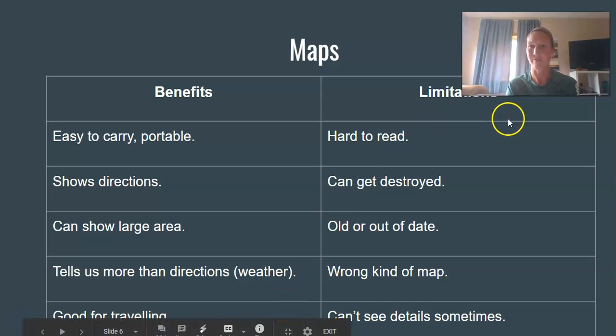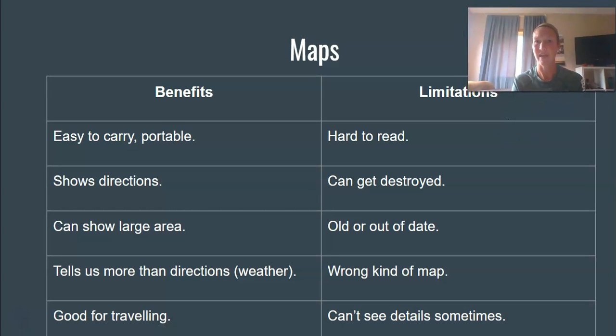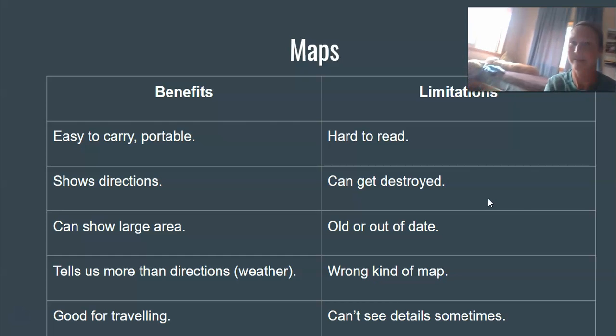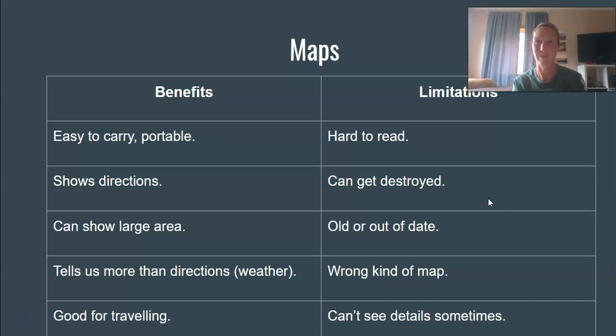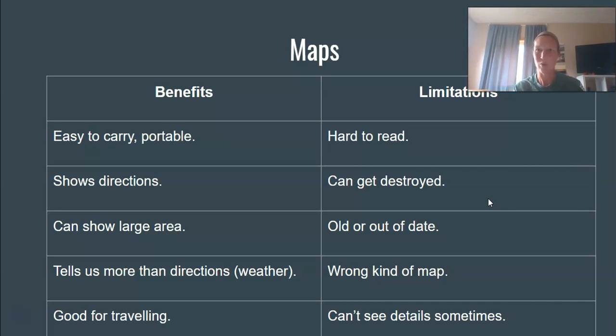Now, some limitations of maps. They are hard to read, right? They can get destroyed, meaning they can get ruined, right? If we spill water on our map or a dog eats it. Think he would eat it? He's snoozing. Probably not.